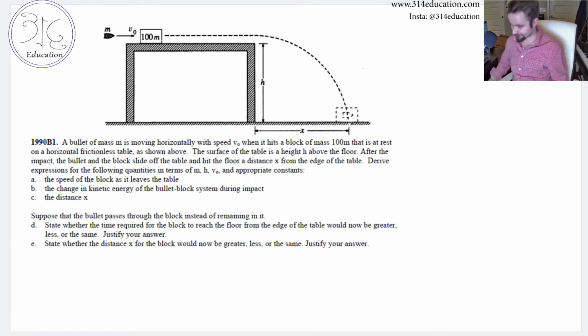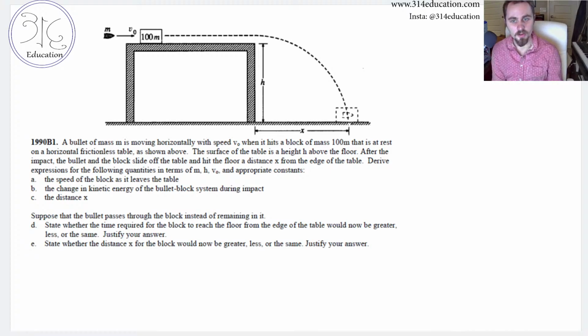So, we've got a question from 1990. A bullet of mass m is flying at a block with some initial speed v0, and it hits a block of mass 100m, which weighs 100 times as much as this bullet, on a horizontal frictionless table. The surface of the table is a height h above the floor, and after the impact, the bullet and block slide off the table and hit the floor a distance x from the edge of the table. So we can see it follows this nice little trajectory and then falls down. Derive the expressions for the following quantities in terms of m, h, and v0, and appropriate constants, which is probably just going to be g.